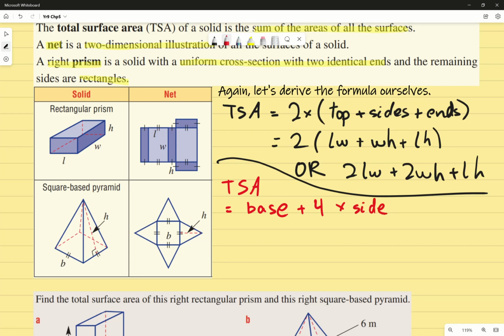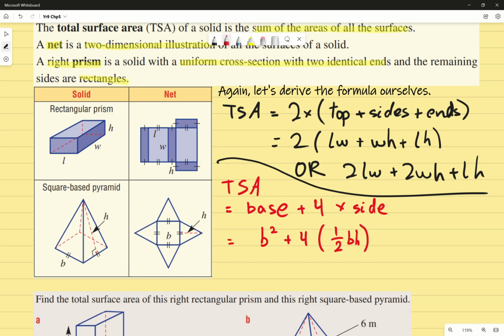Because it's a square base, we're assuming that each of the bottom lengths are the same, and therefore the sides are all the same. So I just need to add the base and the 4 triangular faces. To find that, the base is the length of the base squared, base times base, plus 4 times, and to calculate each side, it's going to be half times base times height.